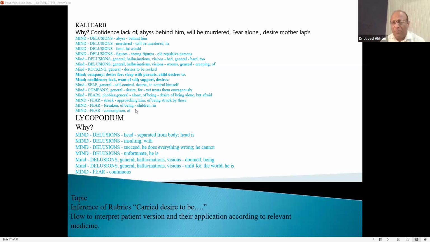And another, why lycopodium? Lycopodium, delusion head separated from body. Head and body are basically two different things. The head is the intellectual part and the body is the supporting part. This patient says the head is separate: what I am saying, the body is not doing. Delusion, insulting.